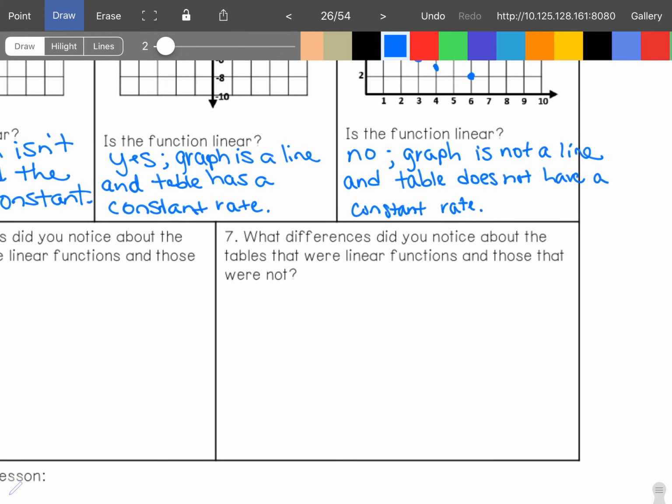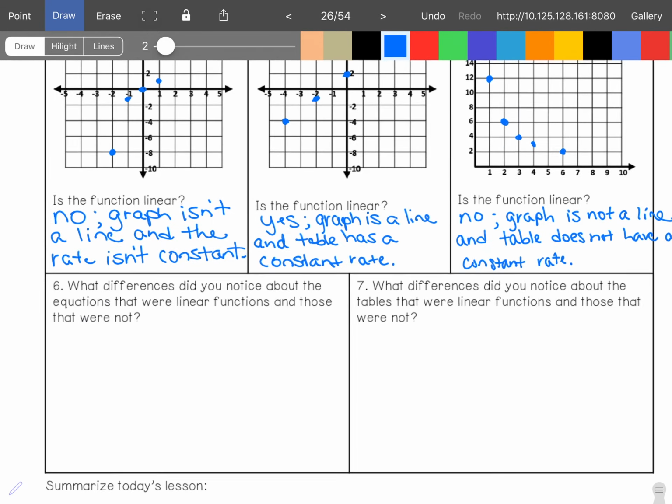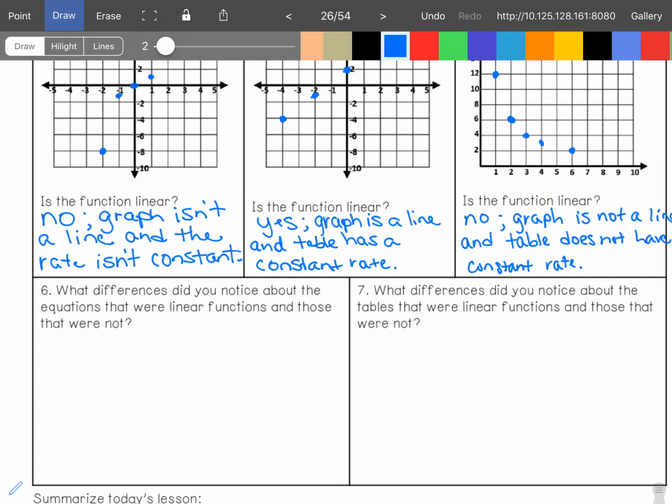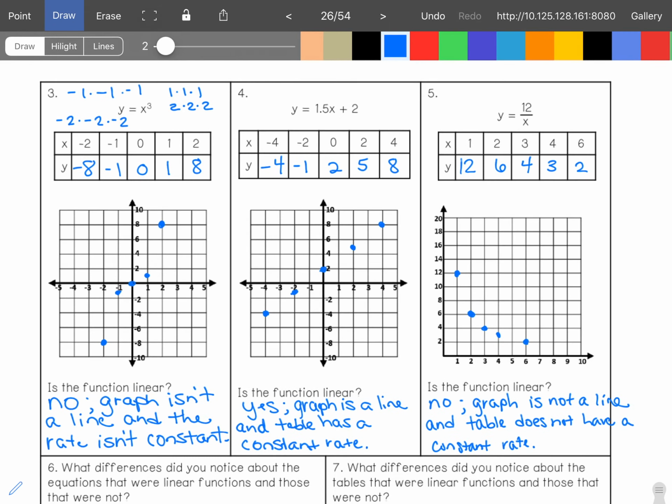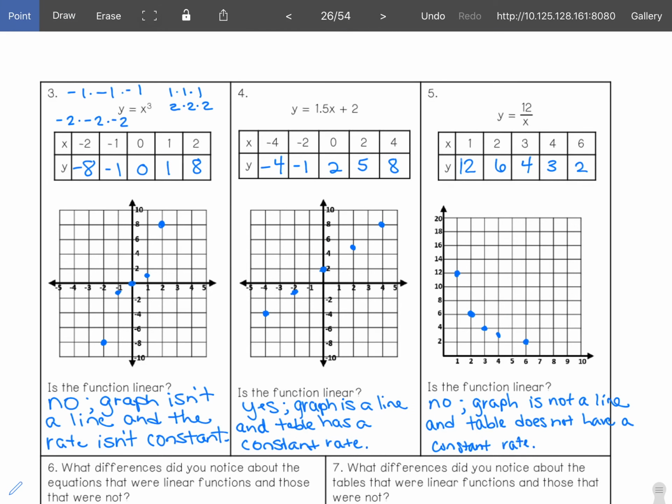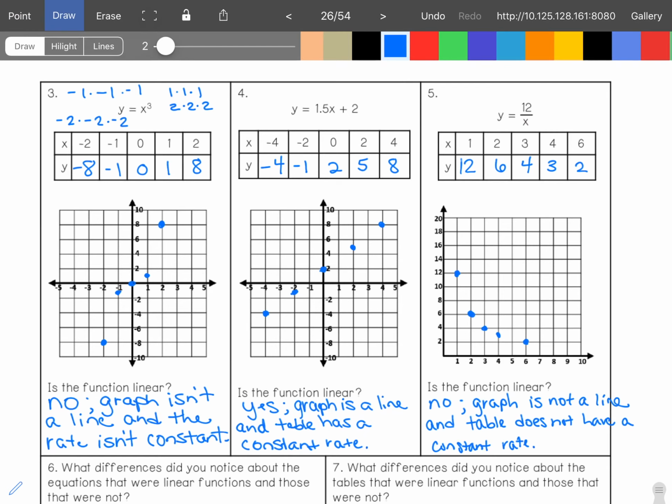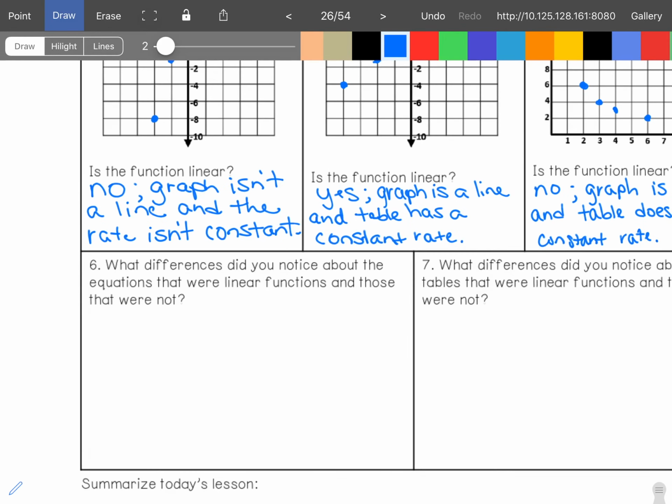All right, number 6. What differences did you notice about the equations that were linear functions and those that were not? If you go back and look at the equations, this one's linear and these are not. Do you see that if it's linear, it's got an x to the first power, but if it's not linear, it's got another power or it's in the denominator. So those are ways for us to tell.